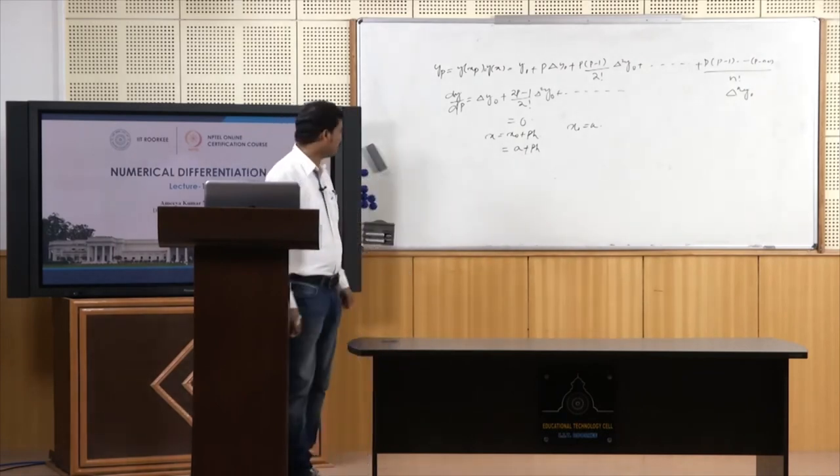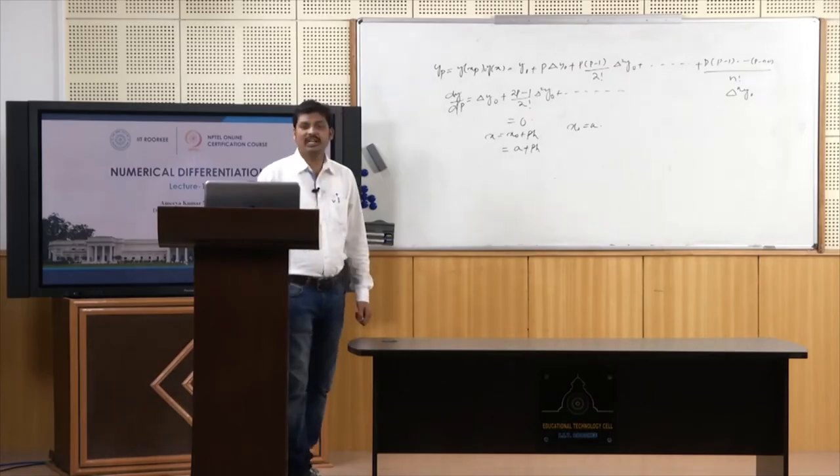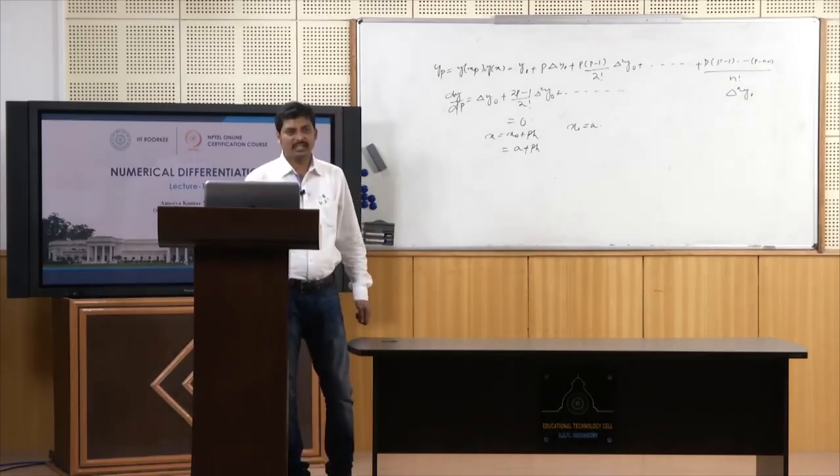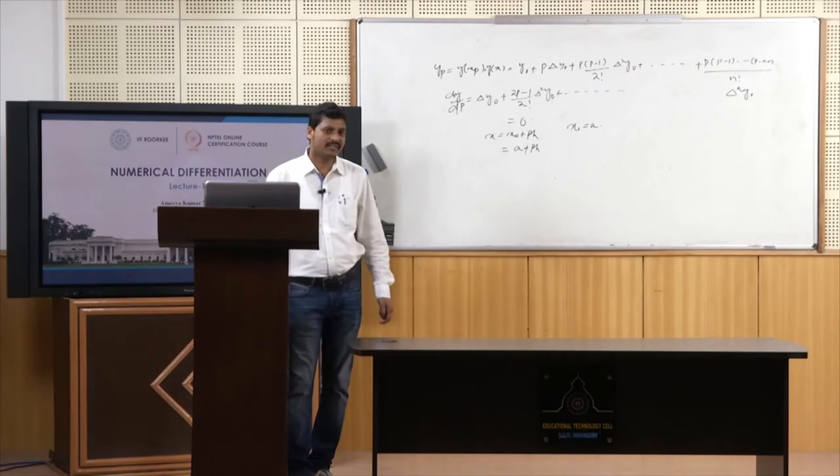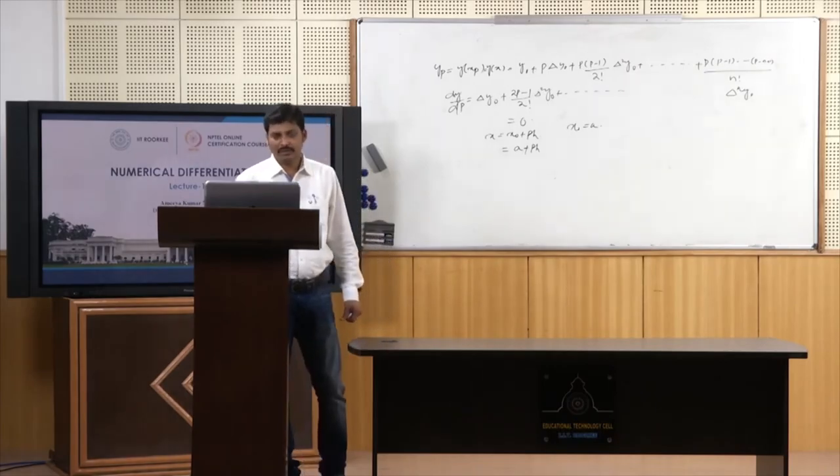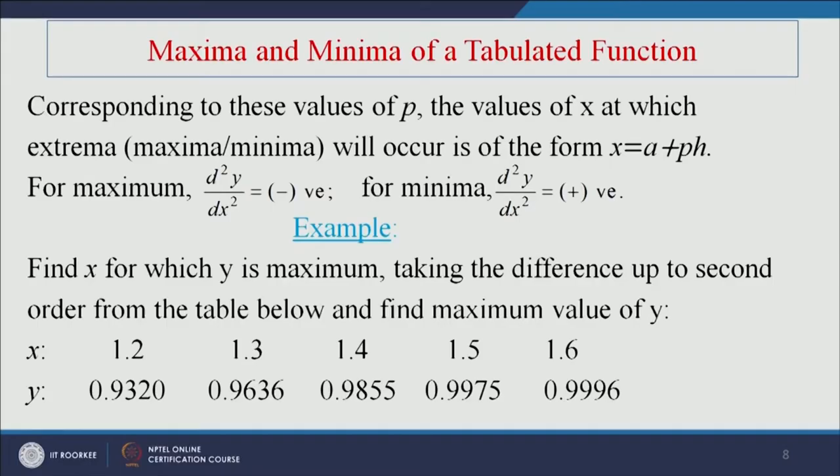And to obtain this maxima or minima, the usual criteria is that for maxima we have to show that d square y by dx square is negative, and for minima, d square y by dx square is positive. Suppose we have an example here. The question asks: find x for which y is a maximum, taking the differences up to second order from the following table, and find the maximum value of y.